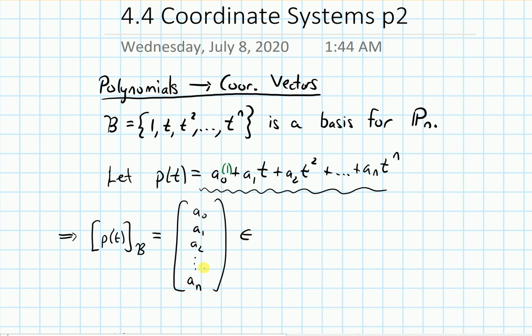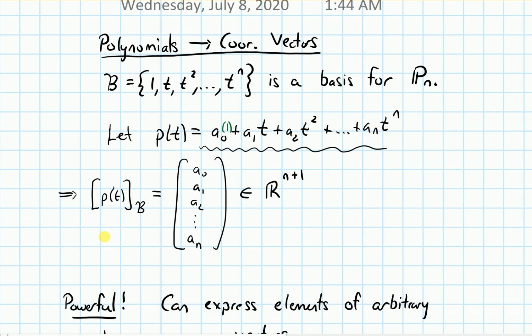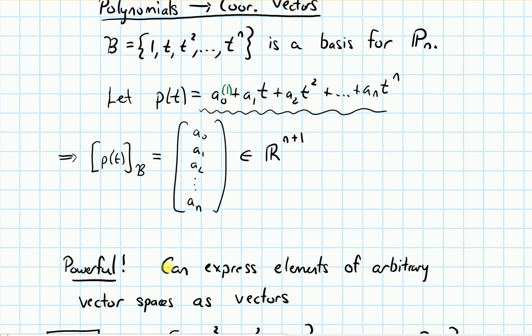Okay, so what we now have is a vector in R n plus 1, because there are n plus 1 entries in this vector. And this is really powerful, because it lets us express elements of arbitrary vector spaces as just simple vectors in Rn, which we are more comfortable with.